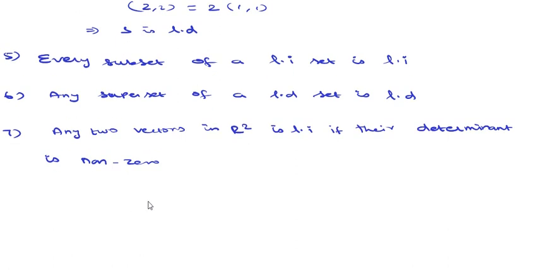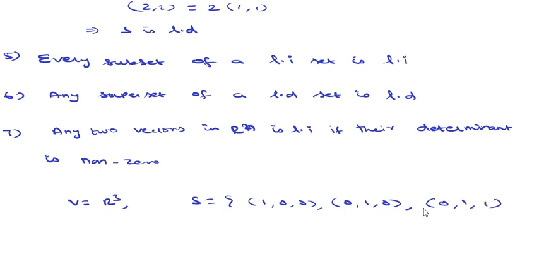So the last one is a very important property. It's a shortcut trick to check whether the vectors are linearly independent or not. This can be replaced by Rn. Suppose we take V as R3, and we have vectors S equal to {(1, 0, 0), (0, 1, 0), (0, 1, 1)}. Suppose we want to check whether this set S is linearly independent or not.